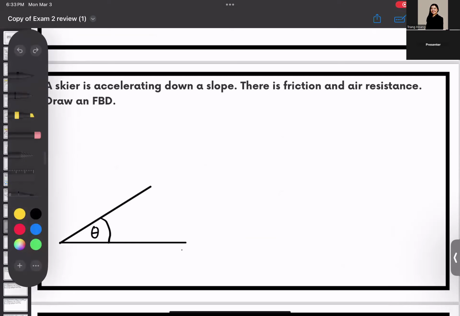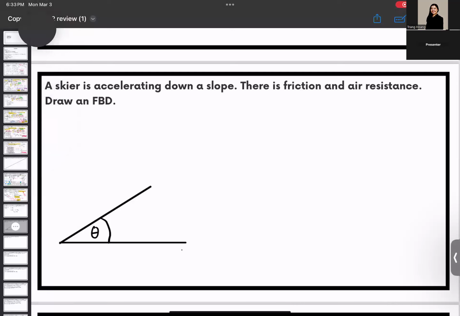Okay, let's go back and not get distracted by me. So we have a skier, a person. Now we need to draw a free body diagram of the skier. The skier is this free body diagram right here. So he's accelerating on a slope.